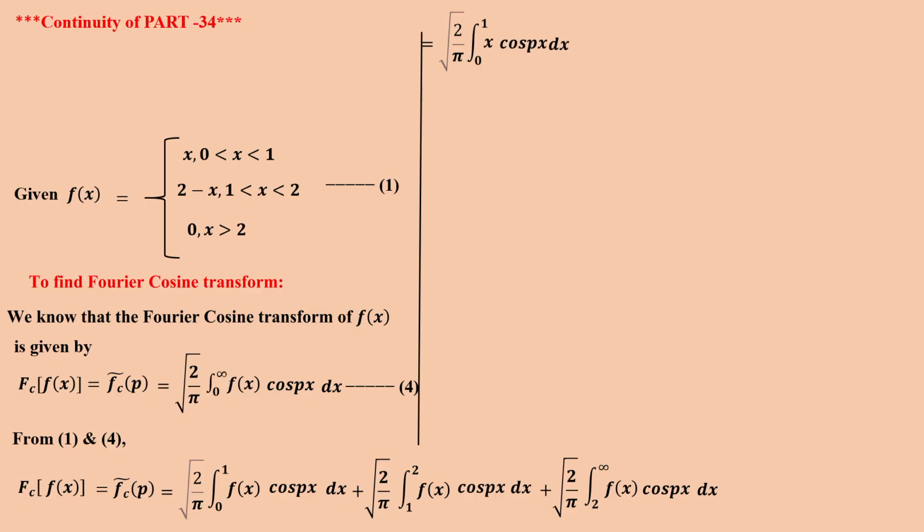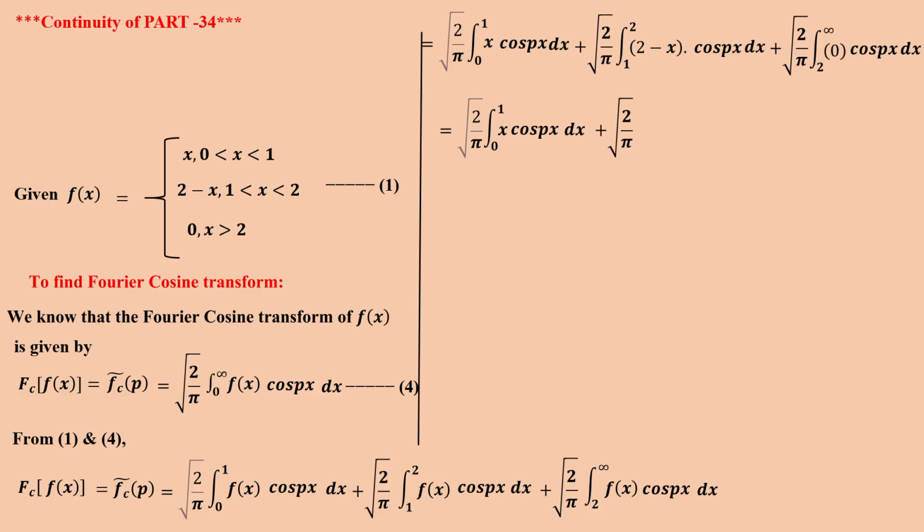So substituting the values: in 0 to 1, f of x is x, so x cos px dx, plus root 2 divided by pi integral 1 to 2, where f of x is 2 minus x, into cos px dx, plus root 2 divided by pi integral 2 to infinite, where f of x is 0, so 0 into cos px dx. This is equal to root 2 divided by pi integral 0 to 1 x cos px dx plus root 2 divided by pi integral 1 to 2 of 2 minus x cos px dx.